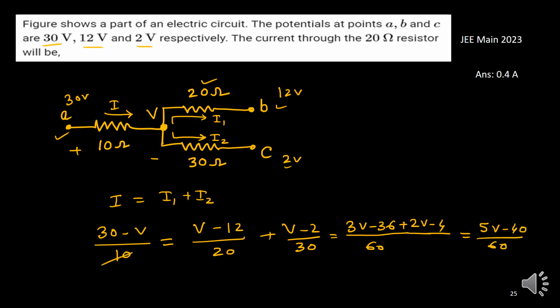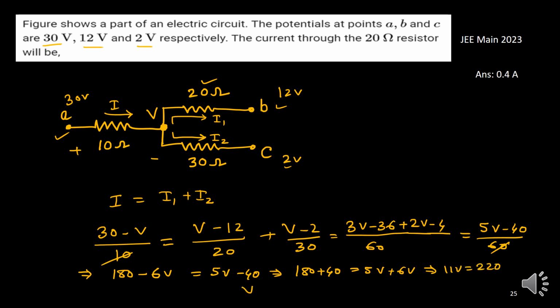So this you will cancel out 6. So if I multiply this one, this is 180 minus 6, I am multiplying with the 6, minus 6V, that will be equal to this 5V minus 40. So if I simplify this one, this 180, this I will bring 40 this side, equals 5V plus 6V. So that will give you 11V equals 220. So what is the V? V equals 220 by 11, means 20 volt. So this node potential is 20 volt.